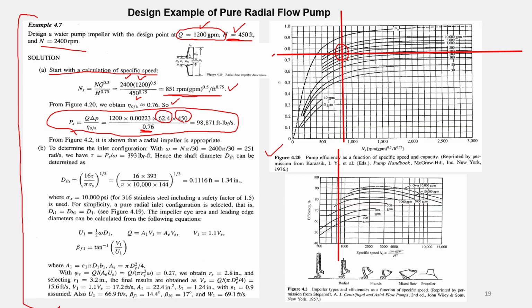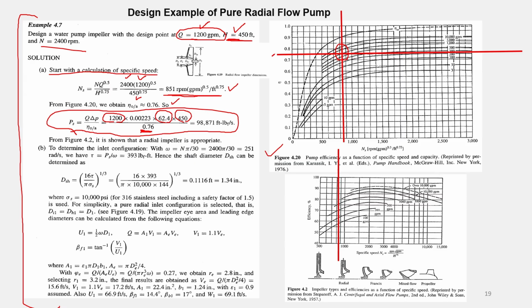Okay, and then this will give you how much, like for example the specific weight of water in English unit is 62.4, and the 1200 is the flow rate, and this is a conversion factor. Okay, so this is a conversion factor, and the overall efficiency is here. So you get the shaft power as around 99,000 feet-pound force per second.